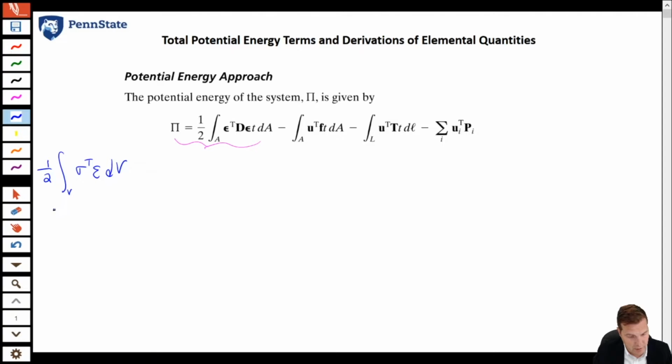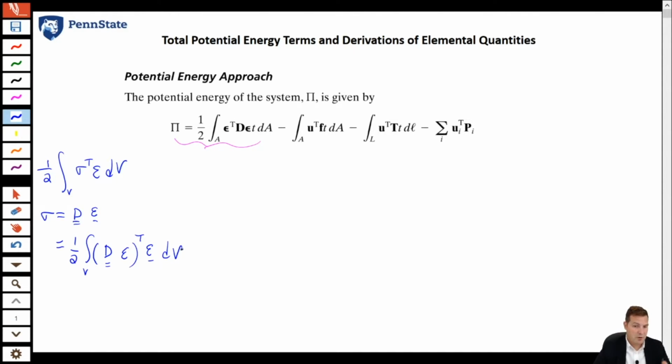We can do some things here. We know what sigma is. Sigma is equal to D times epsilon. If you remember, D is a symmetric material matrix. We talked about it in the very beginning of class, and we're going to go over it again here. Remember, epsilon is in Voigt notation, so it's a vector, the way we represent it. And so we substitute this in, and we're going to have 1/2 the integral over the volume of D epsilon transpose times epsilon dV.